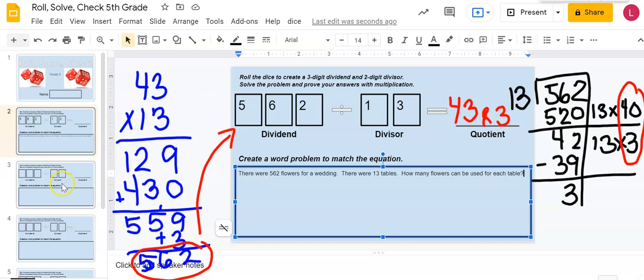What you can continue to do is go to the next slide and roll that dice, go through that same process, make sure that you prove your answers, and good luck.